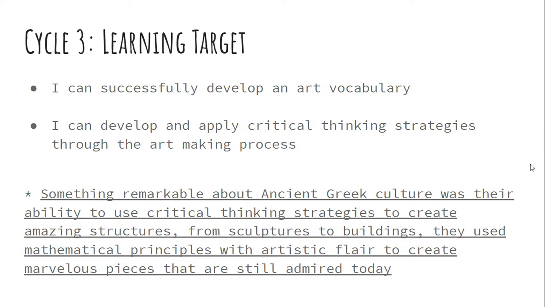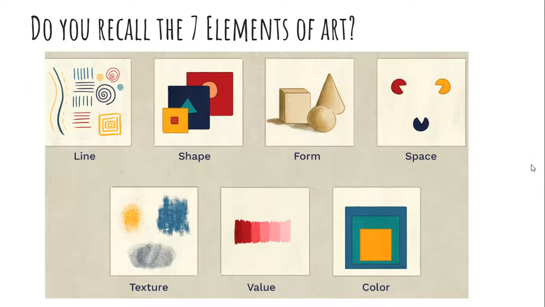Before we look at some of the works that the Greek masters made, let's recap and recall the 7 elements of art. Do you remember line? Look at the different types of lines that we get. With line, you can create shapes. From shapes, if you add lines to them, you can create forms.